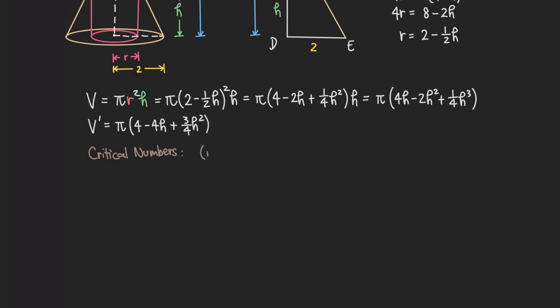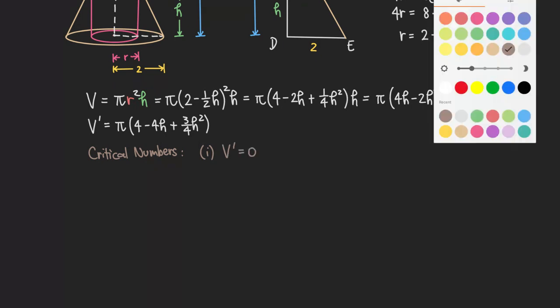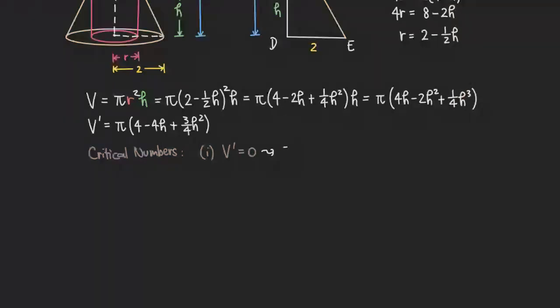Yeah, so there are two cases. One of them is when v prime is equal to 0. So in this case, we are going to get pi times what? 4 minus 4h plus 3 over 4h squared is equal to 0. So we need to solve this equation. We actually have no idea whether this equation is factorable, so we can use the quadratic formula, but I will still just want to try it and see. So regarding solving the equation, we don't really need the pi, and we also can multiply everything by 4.